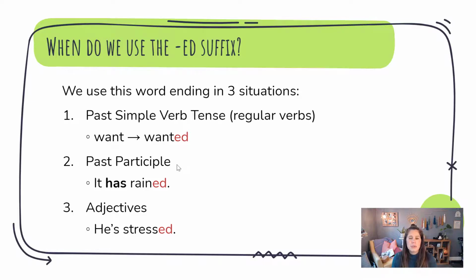The next use of the -ed suffix is in the past participle, also an important part of our lesson this week. So here's where we get "it has rained," right? This is when we're using the perfect tense, with has or have or had, we use rained, right? So adding the -ed suffix onto the base word rain.